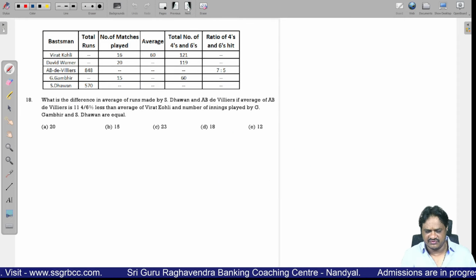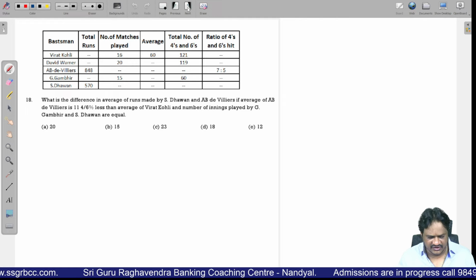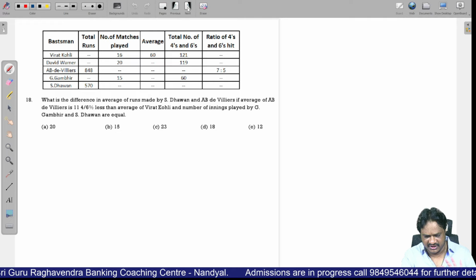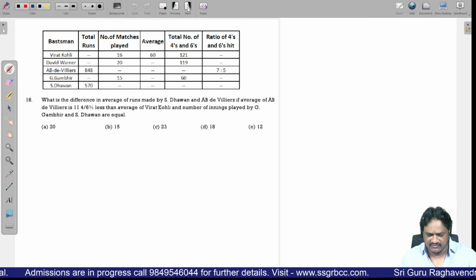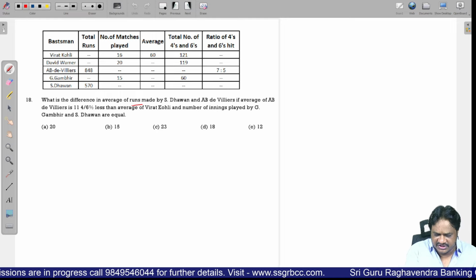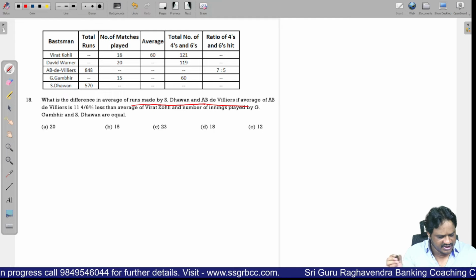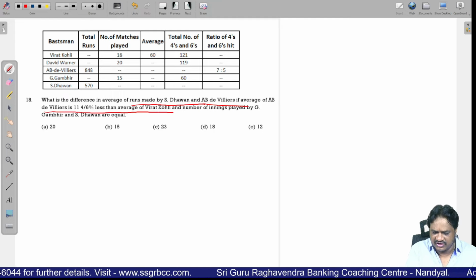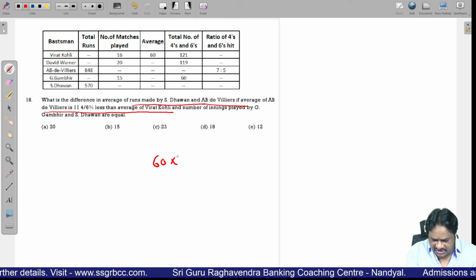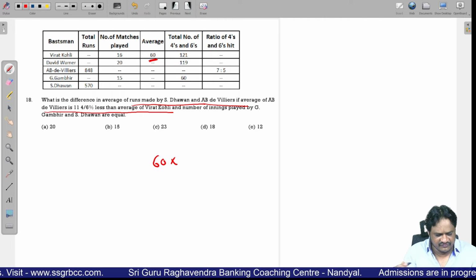Let us see the next one. What is the difference in the average of the runs made by Shikhar Dhawan and AB de Villiers? If AB de Villiers's average is 11 by 6 percent less than the average of Virat Kohli, and the number of innings played by Gautam Gambhir and Shikhar Dhawan are equal. You have to find the difference in average runs made by Shikhar Dhawan and AB de Villiers. Now AB de Villiers's average is 11 by 6 percent less than Virat Kohli's average. What is Virat Kohli's average from the table? 60. 11 by 6.